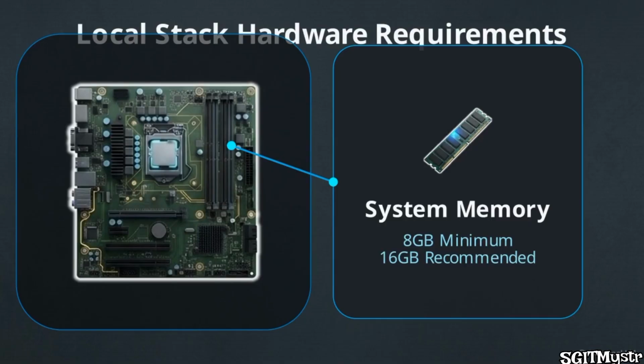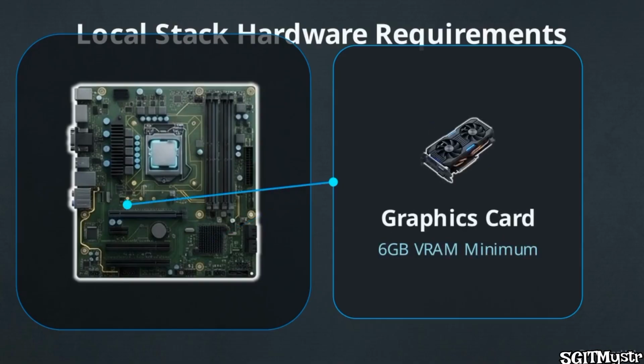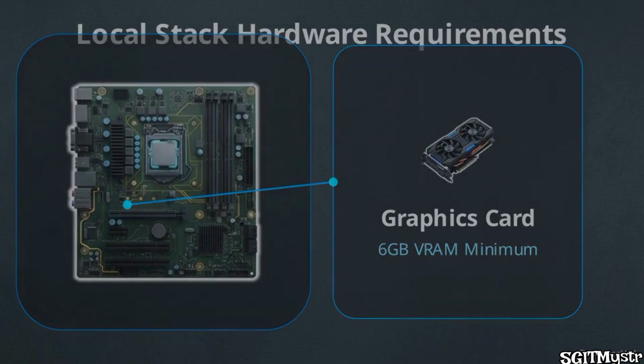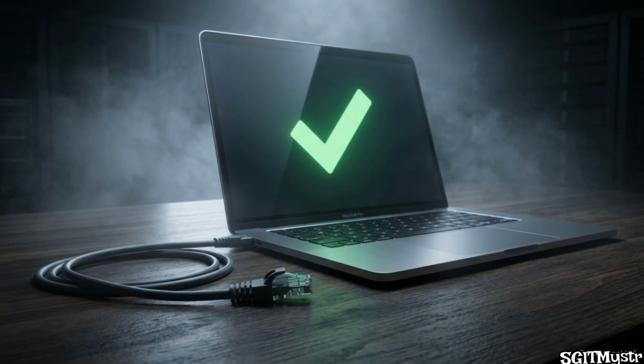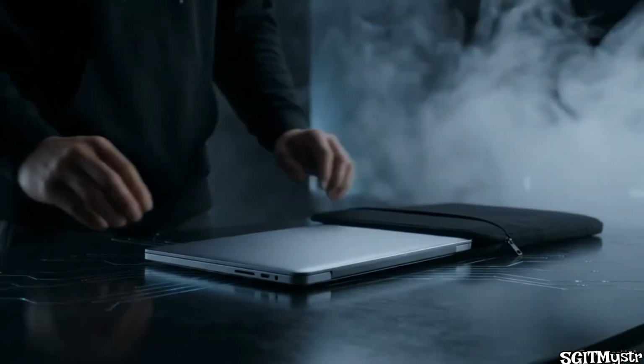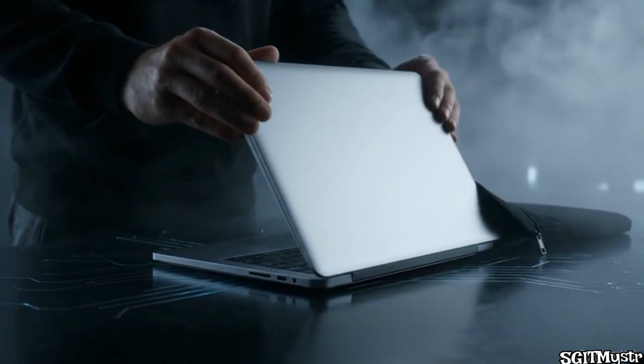AI models are large files that require 10 to 30 gigabytes of free space on your drive, specifically for the model weights. The most significant factor for generation speeds is the graphics card. A dedicated GPU with at least 6 gigabytes of VRAM provides the high-speed pipeline needed for the model to function. An internet connection is only needed once to download these large model files. After that initial setup, you can disconnect the machine permanently. Meeting all these hardware specifications is the price of exiting the corporate cloud and moving toward local control.